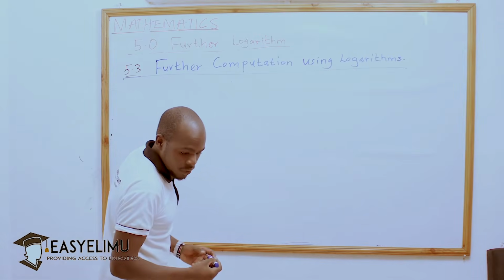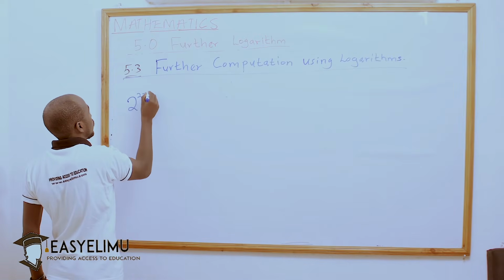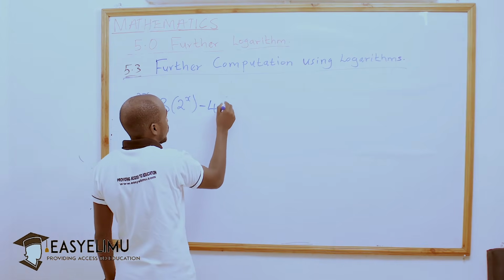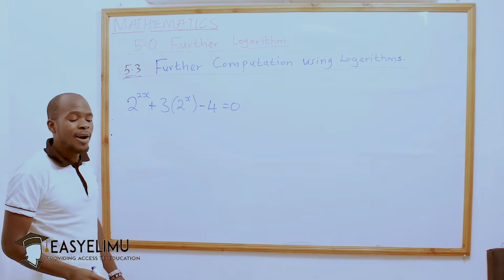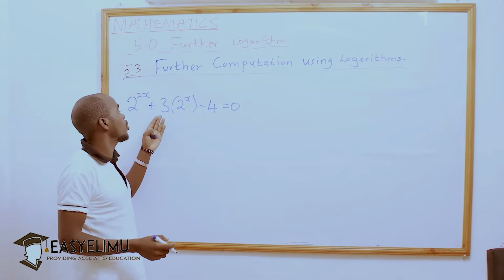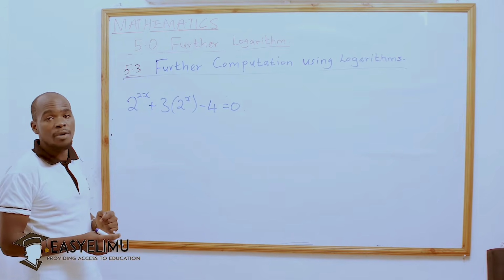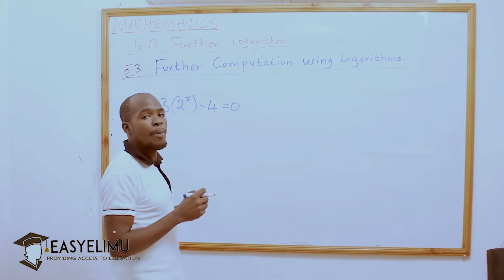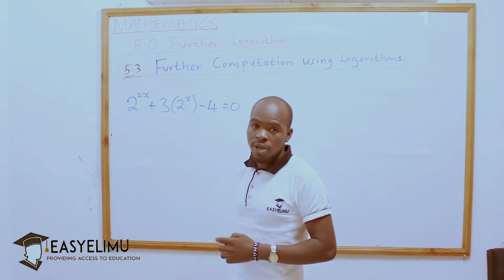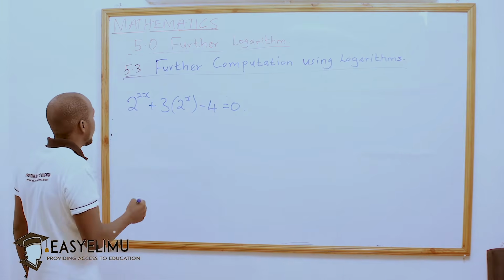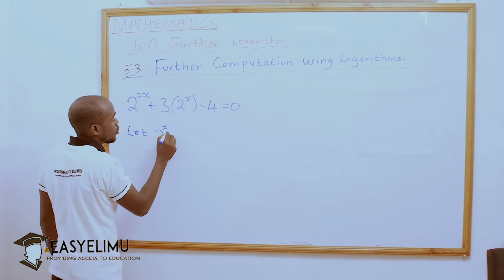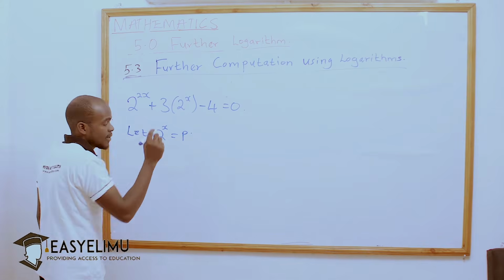We have 2 raised to 2x plus 3 times 2 raised to x minus 4 equals 0. If you have an example like this, understand that we can't make it to base 2 because this 3 will interfere with that. So we need to take another approach that will incorporate everything that we have in this process. With that, we are free to say, let 2 raised to x be p.